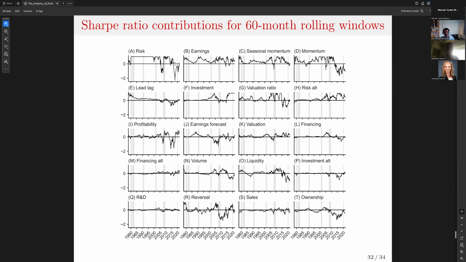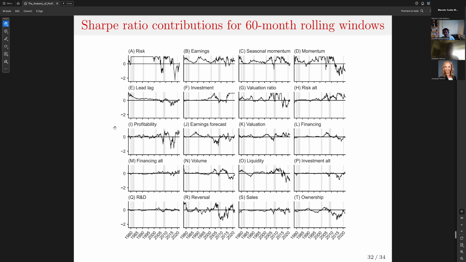Risk having a long period. Where the shaded areas here are recessions, and you can clearly see that some of the factors have different effects during recessions. For example, profitability goes from negative to a really positive effect. You also see that some of these predictors are generally having a detrimental, although small effect. So, for example, sales. And I guess you can tell a lot of stories about these figures, right?